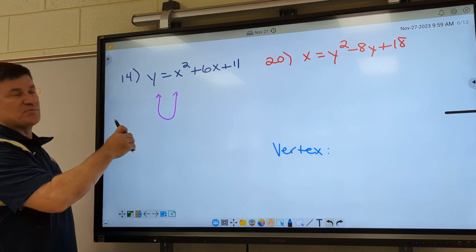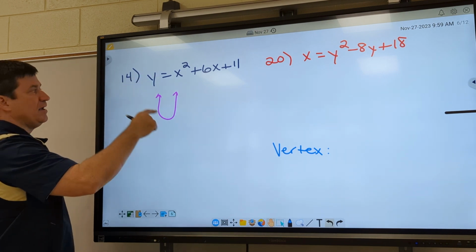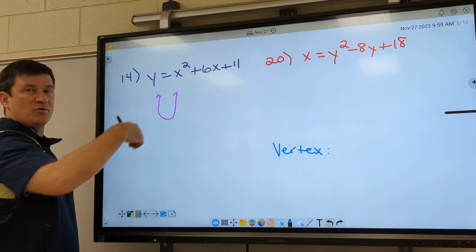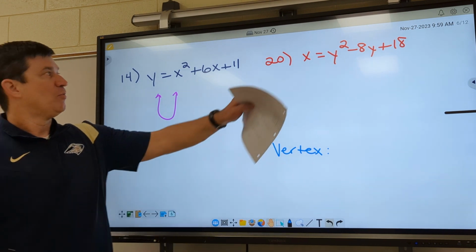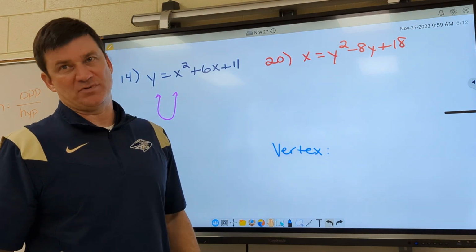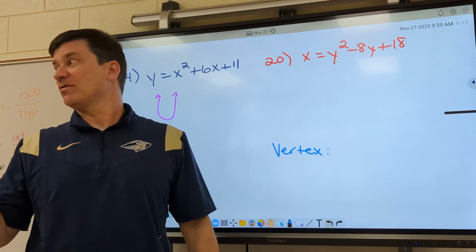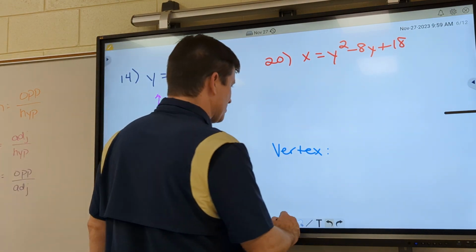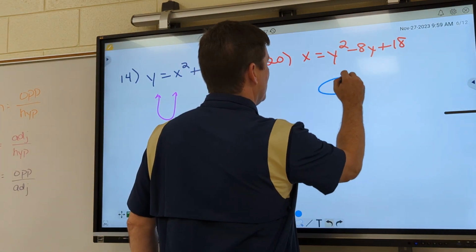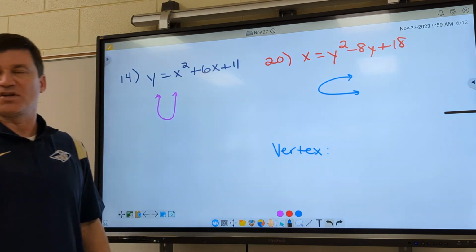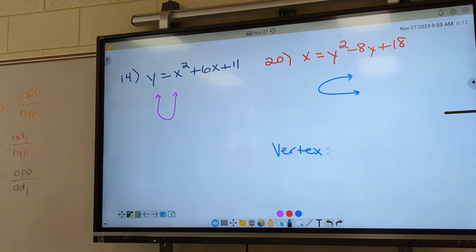So far, all the problems we've done have been y equals. And when it's y equals, the parabola goes up and down on the y-axis, okay? What's it gonna look like when it's x equals? It's gonna go on the x-axis, so now it's gonna look like this, guys. It's gonna be on its side. We have not done any of these. There's just a couple different things you have to change.